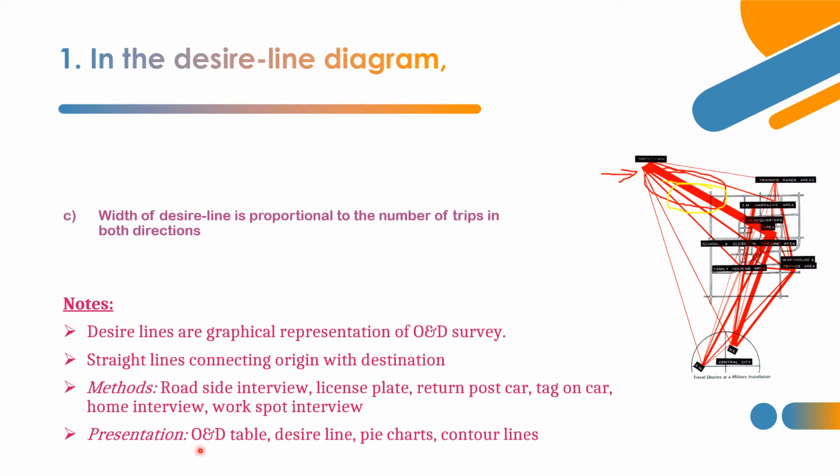And how is O&D data presented? By using the O&D table, desired line, pie charts, and contour lines. Desired line is one of the most commonly used in O&D surveys. Other than that, tables, pie charts, and contour lines are also used to present the origin and destination survey. Now let's move on to the second question.